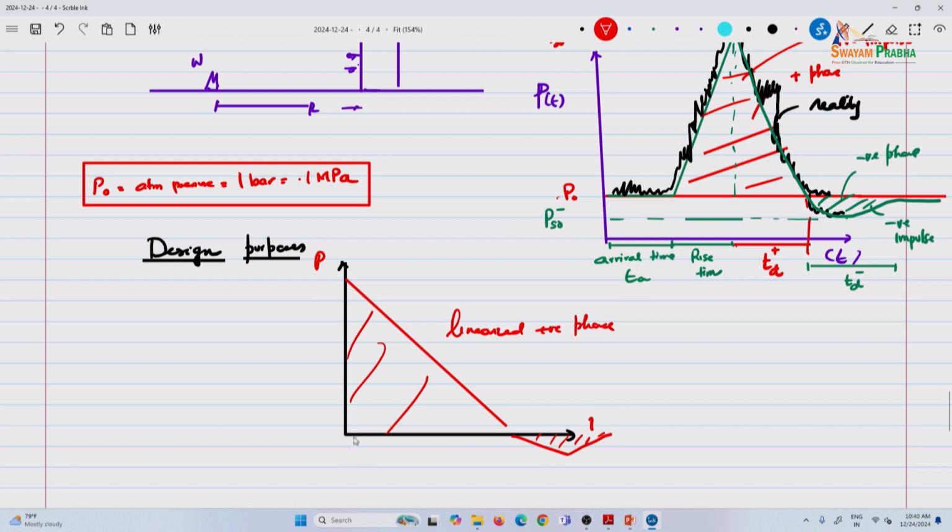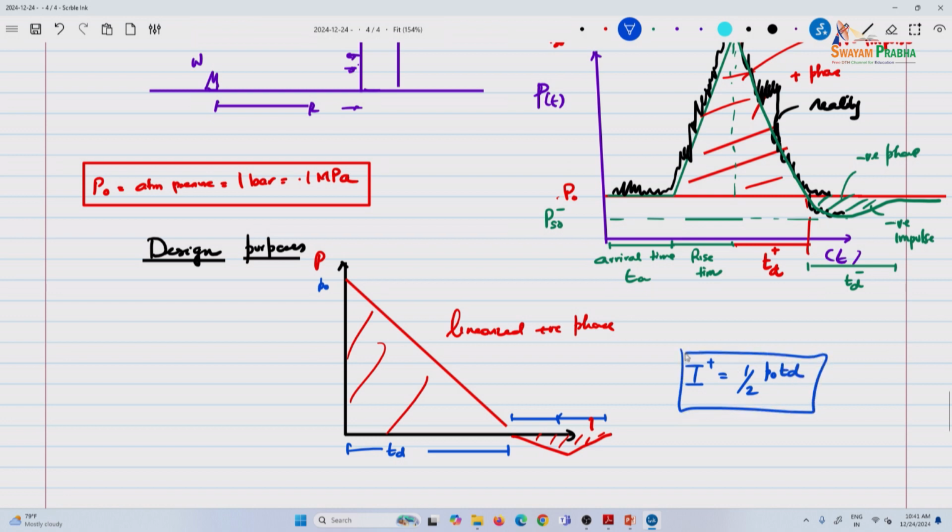And so, this would be your TD, and you have in the negative phase two different variables to account for, two linear variations. And so, this way, if this is P naught and TD, your positive impulse is going to be 1/2 P naught TD. Same thing with the negative side, you can calculate.